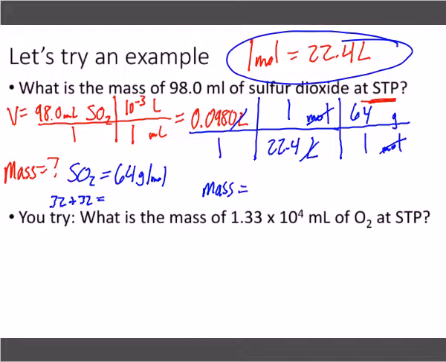Tony? How many sig figs should we report our answer to? 3. Why 3? Look at your original number. 98.0. They are all significant. So we're going to report it to 3 sig figs. How many is that going to be?